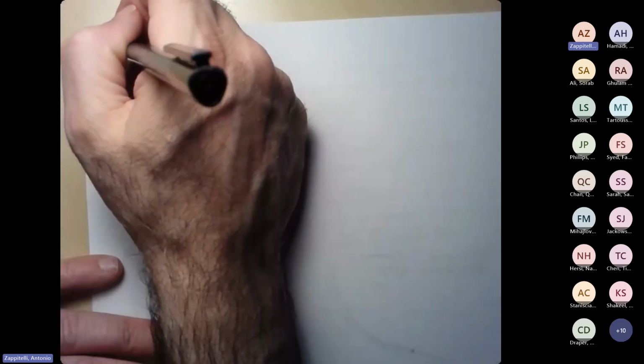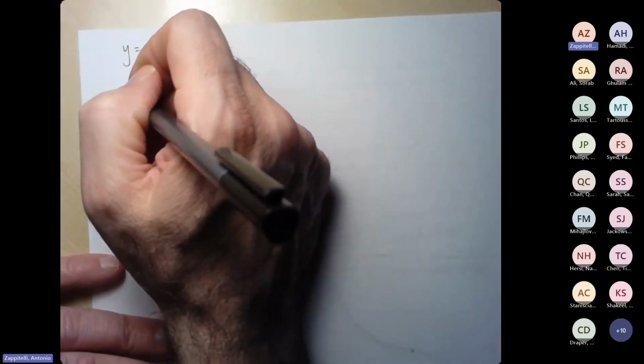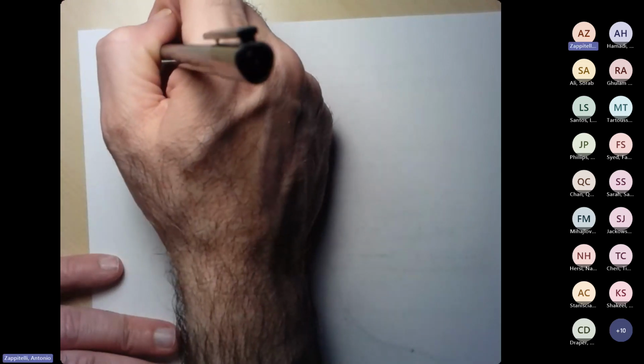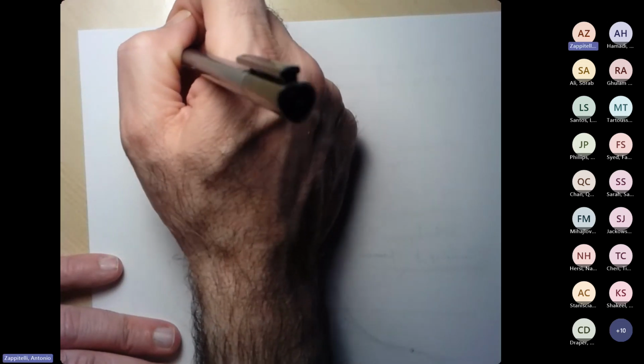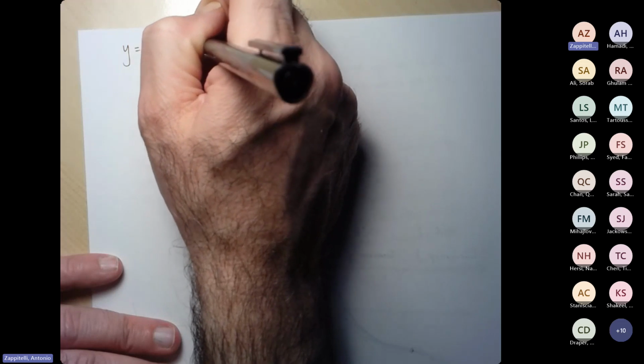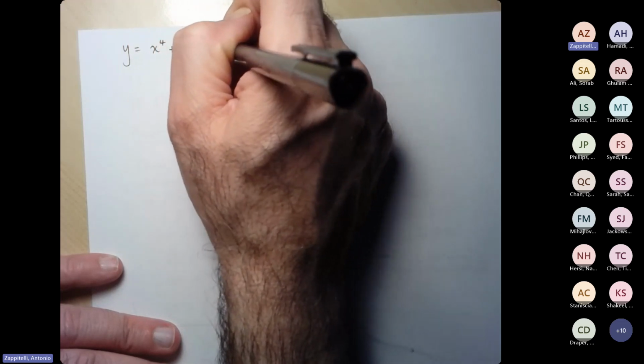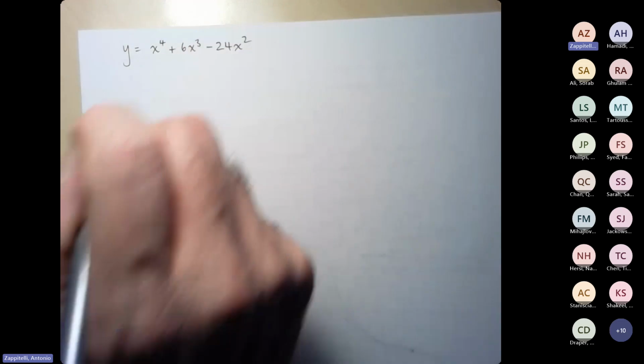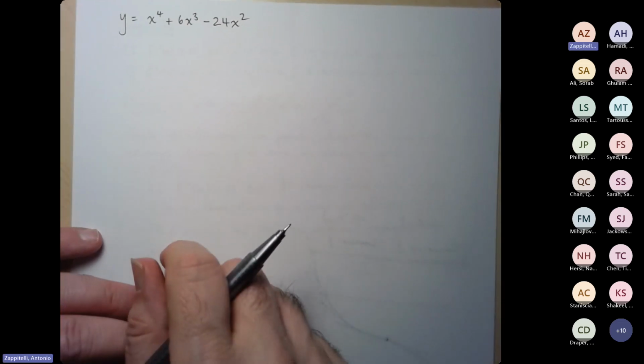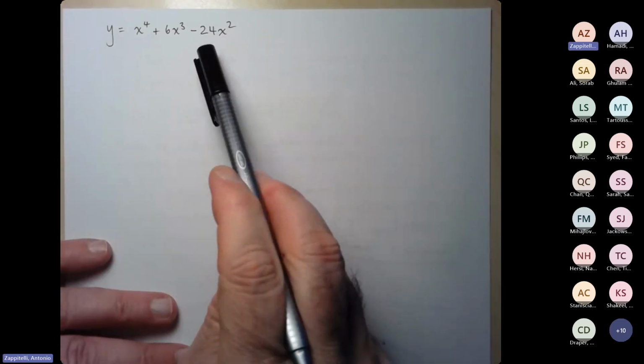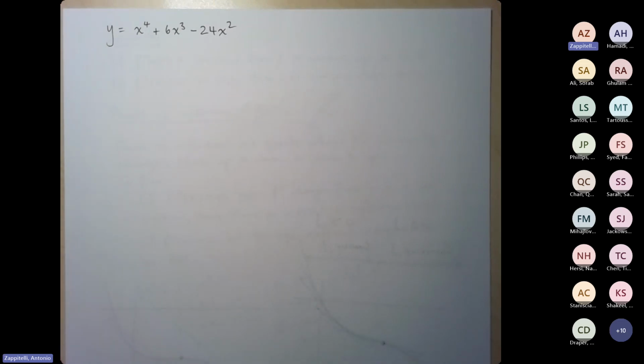So here the function is going to be x to the 4 plus 6x cubed minus 24x squared. What I want you to do is find the points of inflection and where the second derivative is positive or negative.